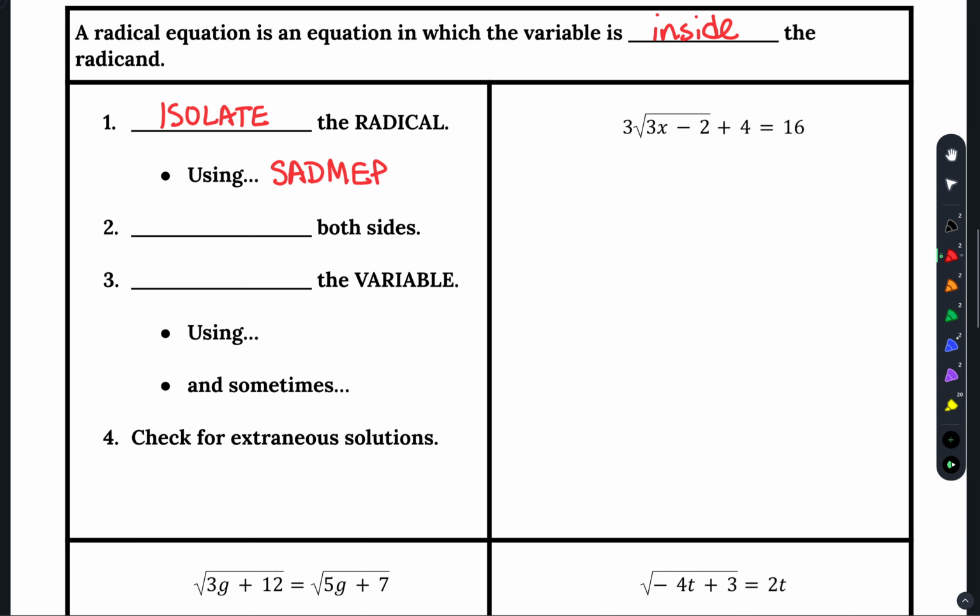Once that radical is isolated, what should our second step be every single time? Square both sides. Squaring both sides will cancel out the radicals. Once we cancel out the radicals, then we have to make sure that the variable is isolated. So we're going to isolate that variable one more time. Usually, that's just using reverse order of operations again. We are not going to see this yet, but I'm going to give you a little sneak peek of what we're doing tomorrow. Sometimes that requires factoring.